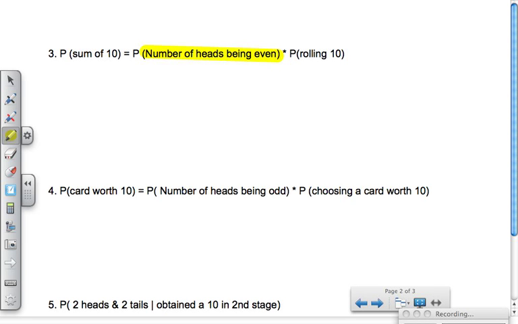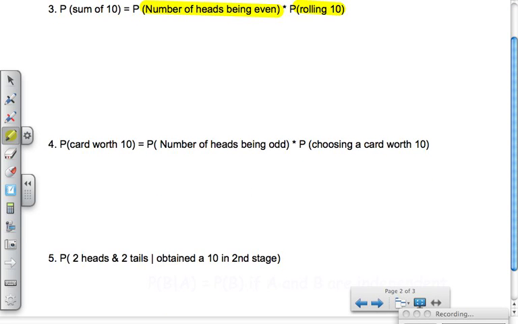Remember, that's the probability that you have 0 heads plus the probability that you have 2 heads plus the probability that you have 4 heads on your coins. And you have to multiply that probability by the probability of rolling a 10. So in order to get to the dice, remember, you had to have an even number of heads. So you need to compute both of these probabilities, and since they're independent, you need them both to happen. You need to multiply those probabilities.